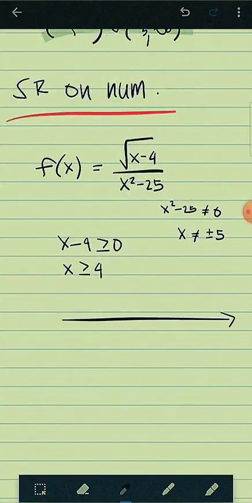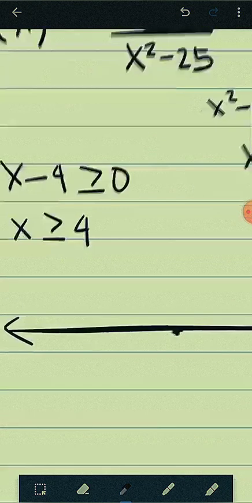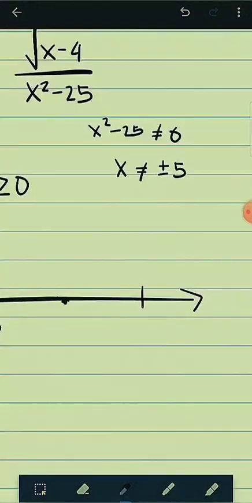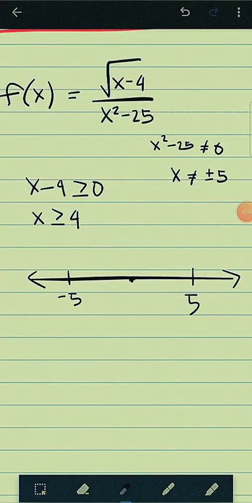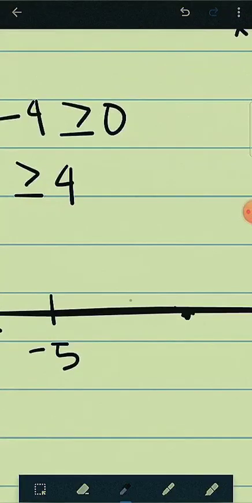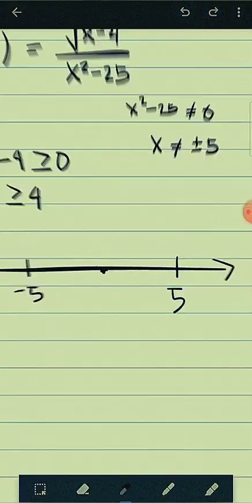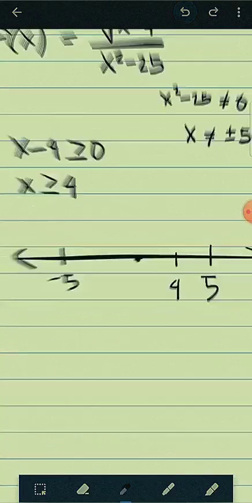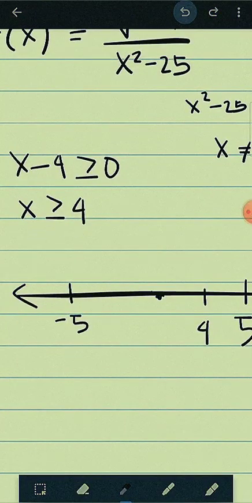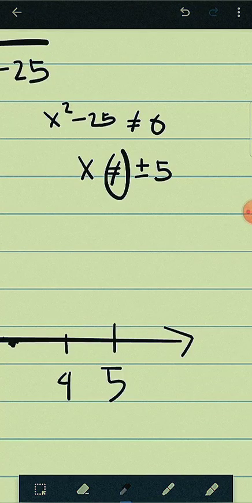So now let's draw a number line so you can see it. This is 0, and then this is negative 5 and then positive 5. And then greater than or equal to 4. So here we have 4. Right? 4 is included since it's greater than or equal to 4. But negative 5 and 5 aren't included in the domain since x is not equal to them.